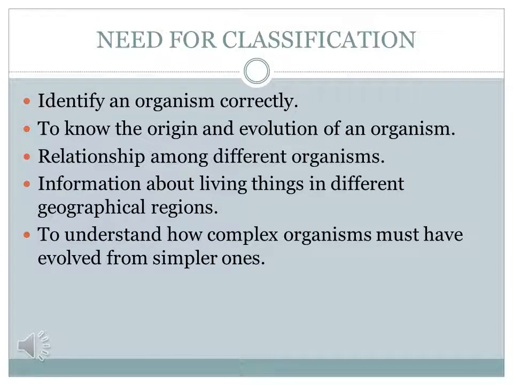Let's see the next topic, need for classification. The study of one or two organisms is not sufficient to know the essential features of the group. All kinds of organisms do not occur in one locality. Classification helps in knowing the relationship between the different groups of organisms. It helps in knowing the evolutionary relationship between the organisms. These are some needs for classification.